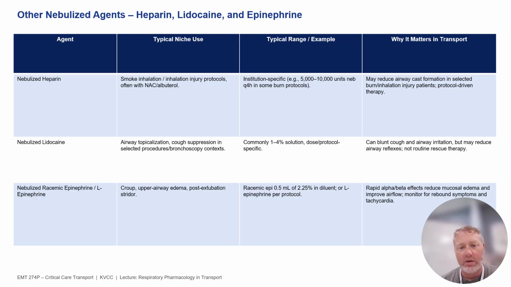The typical dose for racemic epi is 0.5 mLs of a 2.25% solution. That comes out to 11.25 milligrams. You don't need to know that. It's sometimes in an undiluted vial, so you have to chase it with some normal saline in the nebulizer cup. But they do make it in diluted form as well in a 3 mL vial.